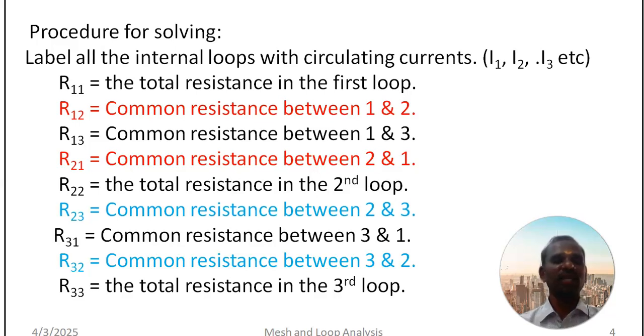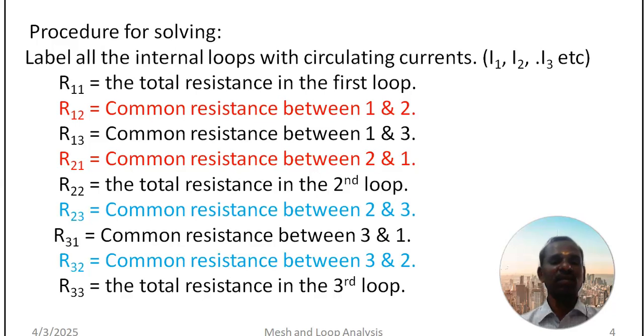Then R21 is the common resistance between second loop and first loop. R12 and R21 will be the same. Then R22 is the total resistance in the second loop. We have to add all the resistance in the second loop. Then R23 is the common resistance between second loop and third loop. Same, if the directions of your second loop and third loop are in opposite direction, you will put minus. If they are in the same direction, you will put positive.